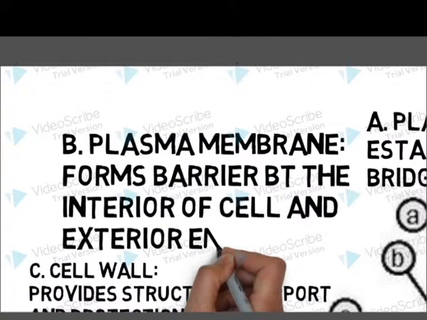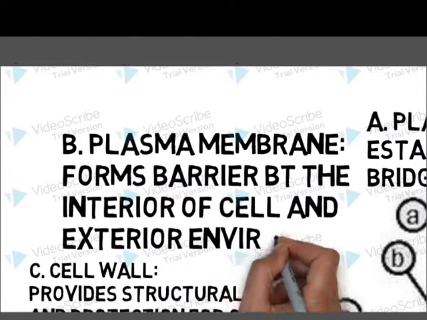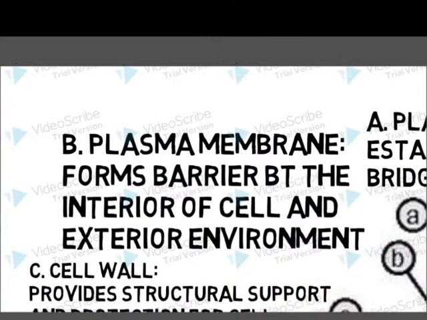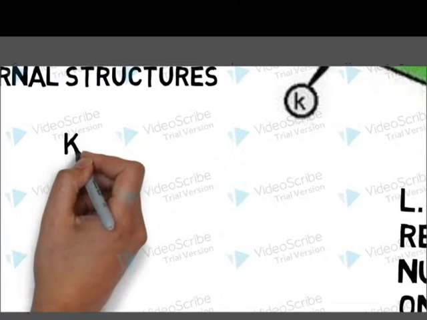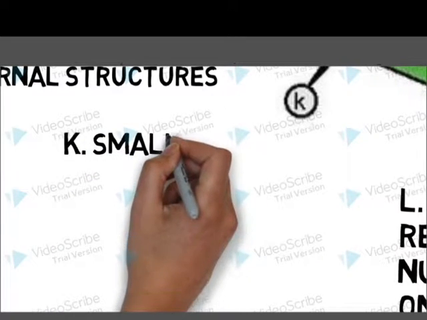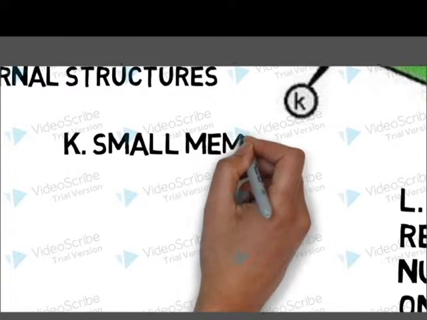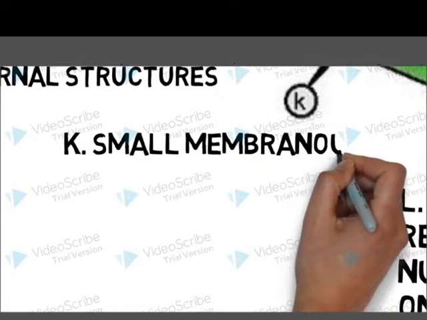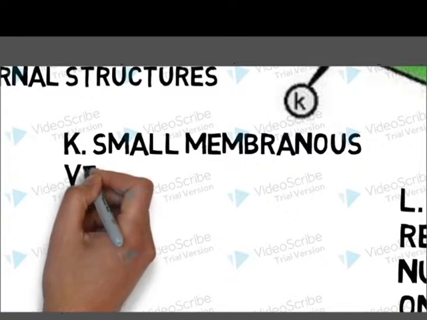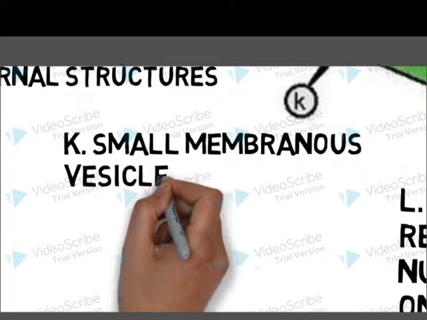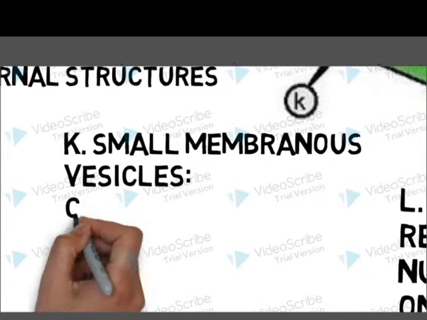The smallest membranous vesicles are small membrane-bound sacs, and they function in cellular storage and transport. Its membrane is capable of fusing with the plasma membrane and membranes of the endoplasmic reticulum and Golgi apparatus. These vesicles store and transport substances from one cell to another or from one part of a cell to another part of a cell.